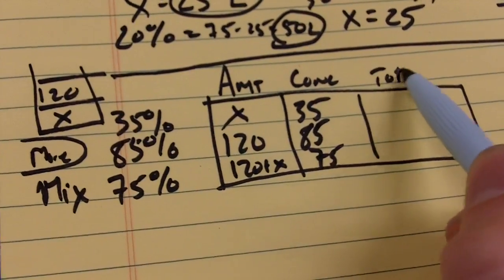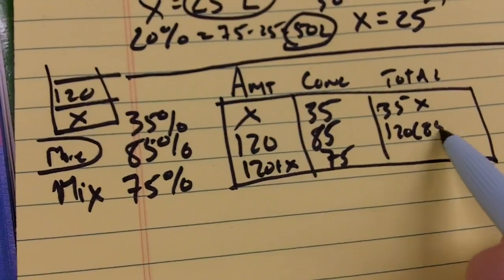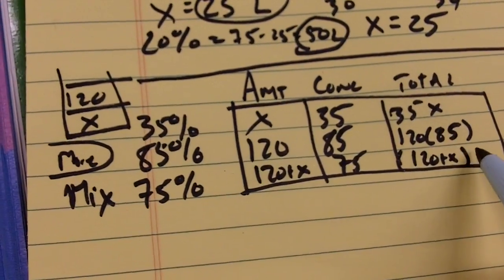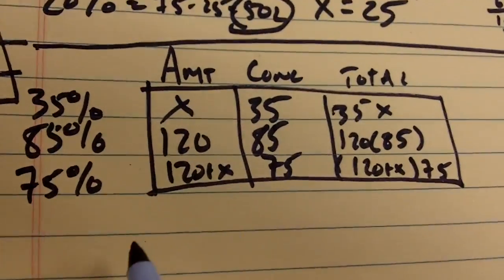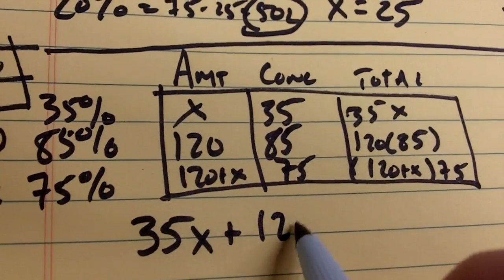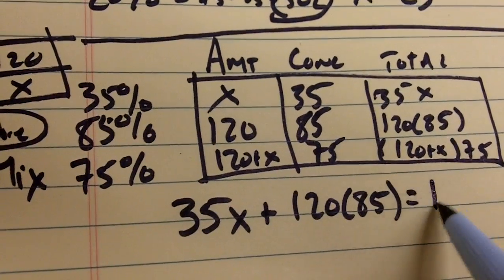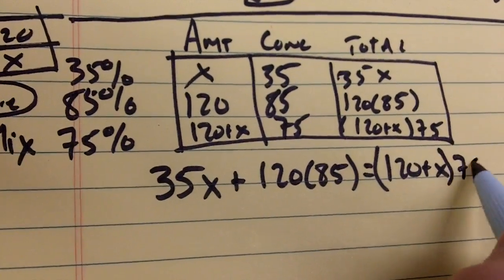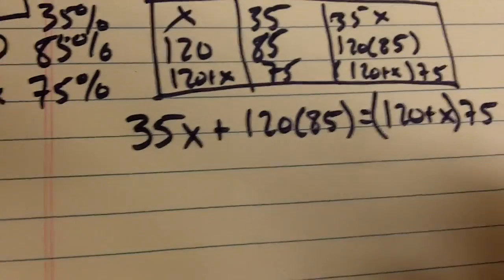Total over here, I'm just going to multiply each of these things. This is 35X. This is 120 times 85, and this is 120 plus x times 75. And there's my totals. My totals is what I'm actually going to use to write my equation. I'm going to say 35x, which is this guy, plus 120 times 85, since these are the two things I'm mixing. And I want to get my mixture, which is 120 plus x times 75. Now as an equation, distribute, combine like terms, collect like terms, and we can solve this thing.